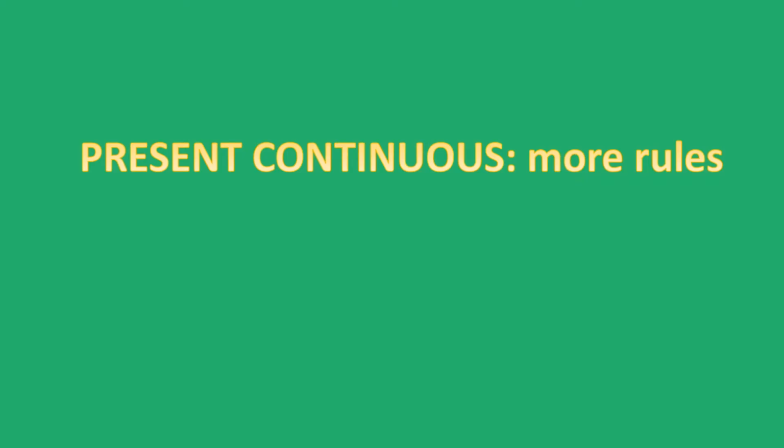Last episode, we were talking about how to build positive sentences for present progressive. For example, he's talking on the phone now. Oh, she's playing the piano. Today, we are talking about how to build different sentences, and we have more rules for spelling. So, watch the presentation attentively and learn as much as you can. Let's take a look at present continuous and more rules. The spelling.